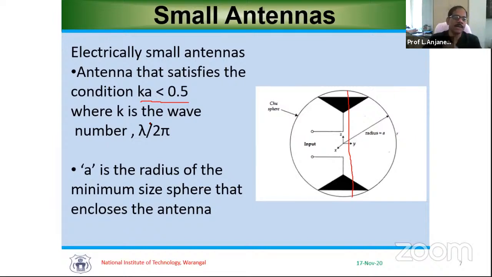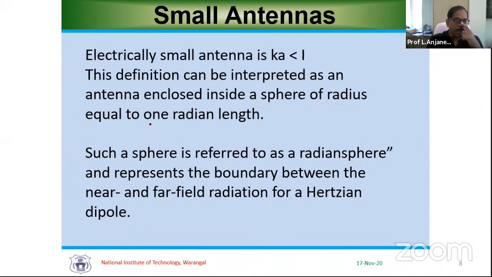This is called small antenna theory. That's a theoretical limit in antenna miniaturization. I thought let me give you this point so that you will understand the lower limit of the size that we can have. They are called electrically small antennas. An electrically small antenna is ka less than 1 generally, though we say 0.5, the theoretical thing.